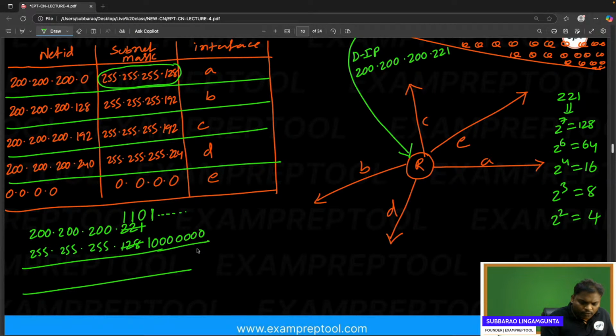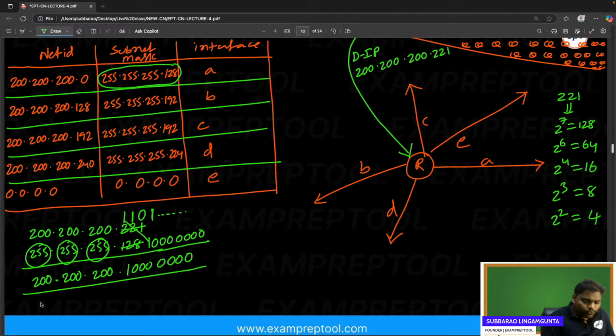Now if you do the AND operation, can you observe? All ones AND anything gives anything. Until now, fine. Now observe. So the first one only stays, and the remaining will all be zeros. It is the 128 only.